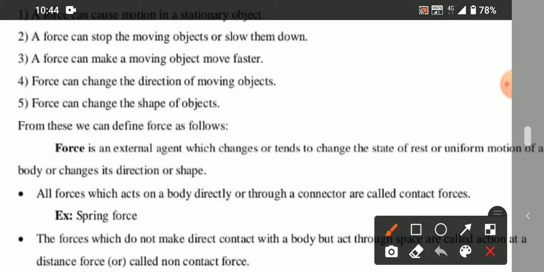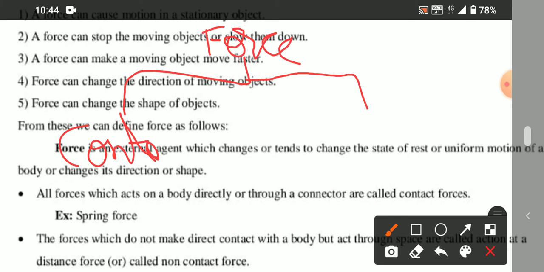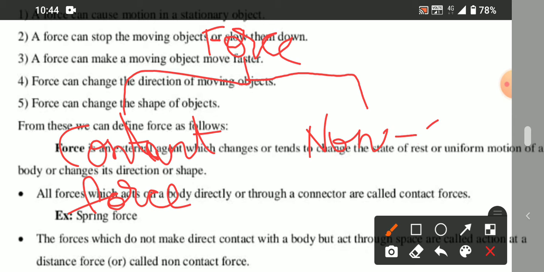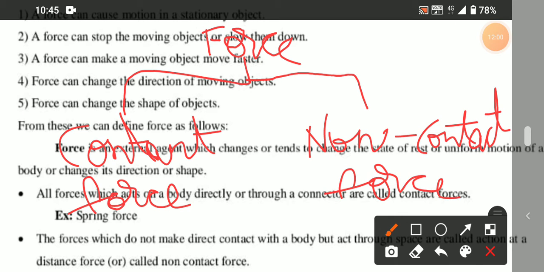In force we have two types of forces. One is contact force and another one is non-contact force. These are the two types of force: one is contact force and the other is non-contact force.